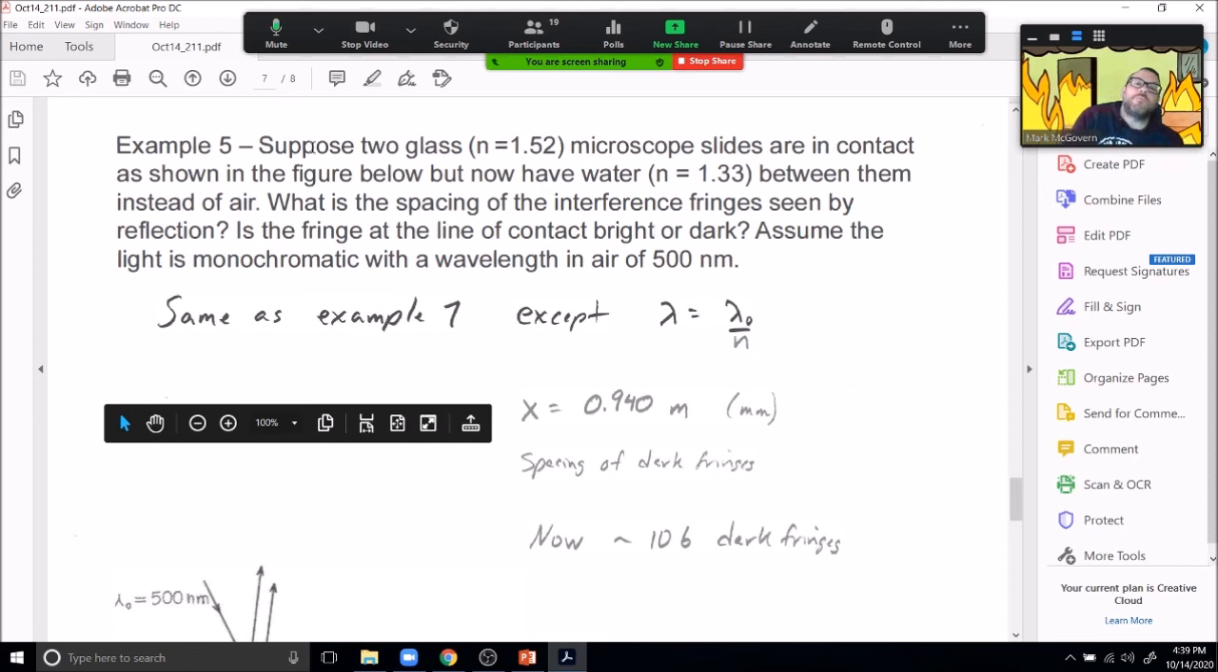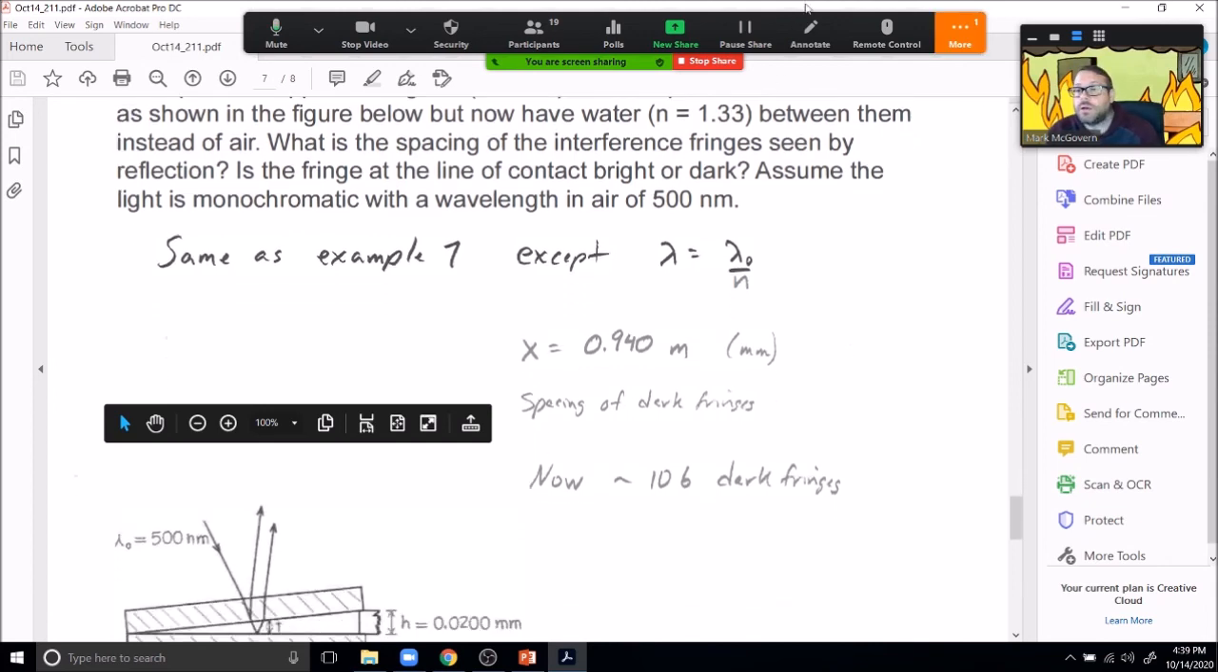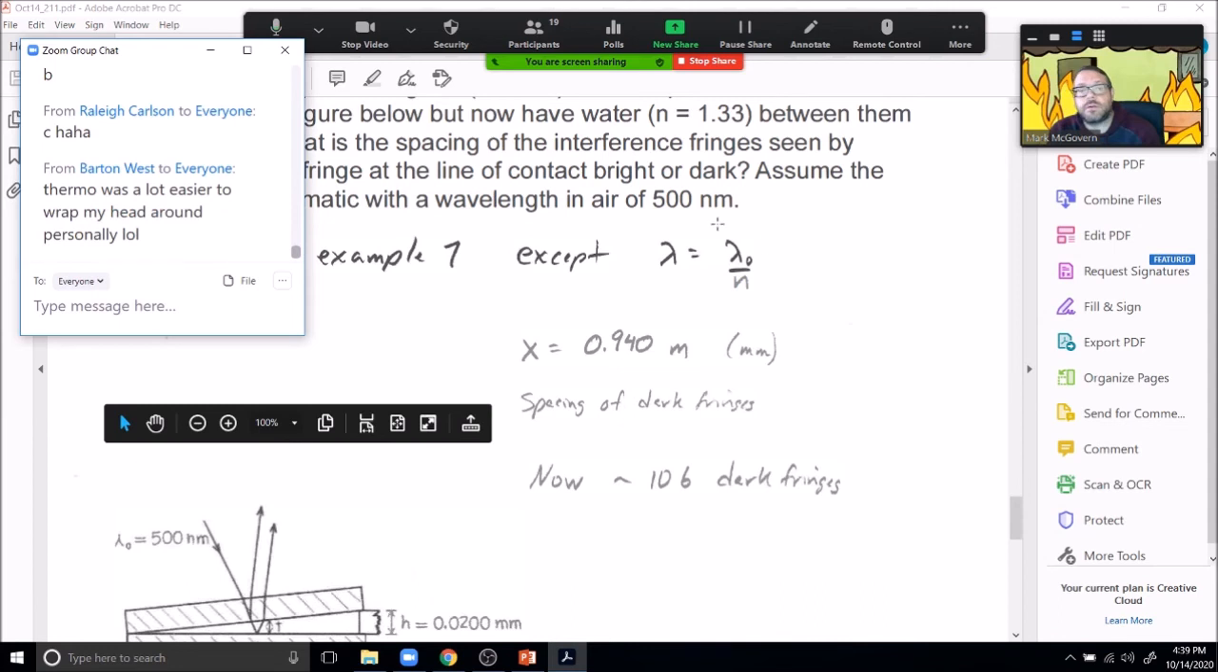All right, so we got the same problem, but somebody was a little bit of a dum-dum, and they dropped this thing in water. So now we no longer have air here, but we have water.